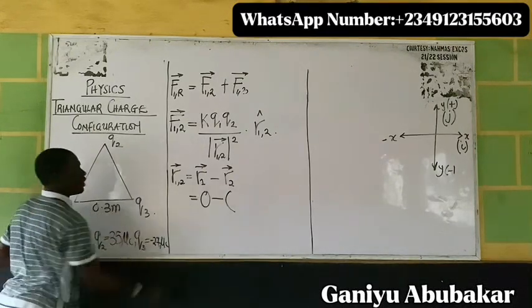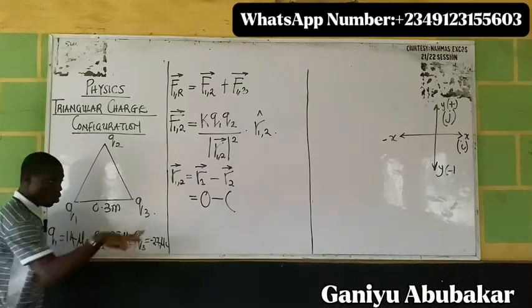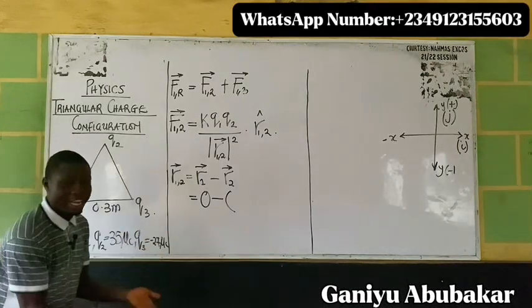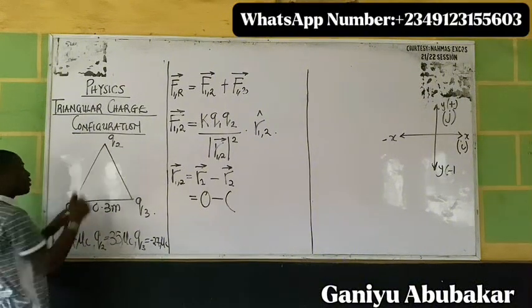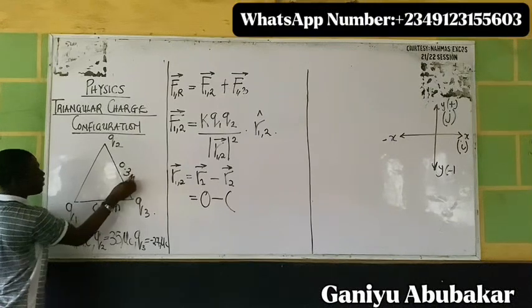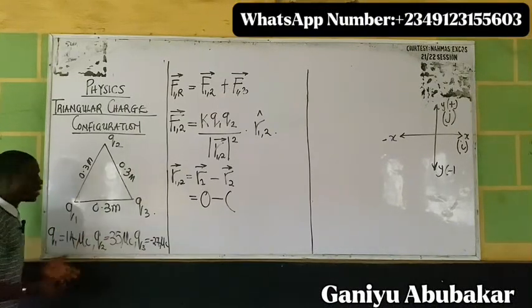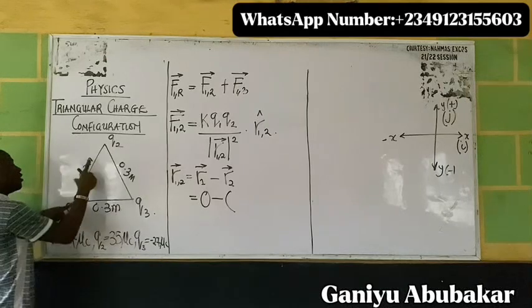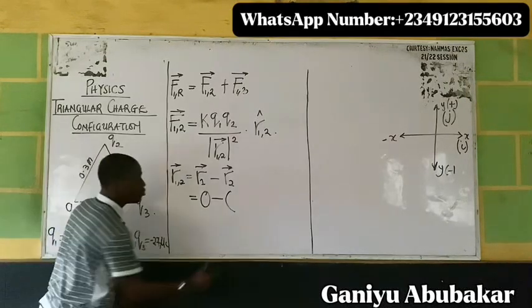Let's get R2, please. To get R2 is easy. For a layman will say from Q1 to Q2, from here to here, the value is 0.3 meters. So a layman will now come here and put 0.3.